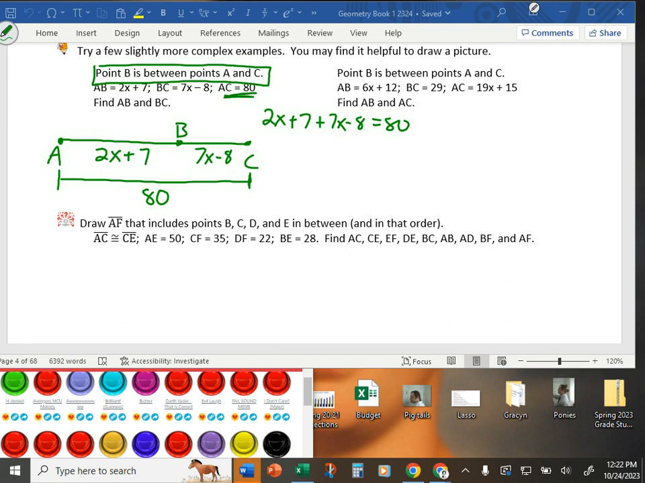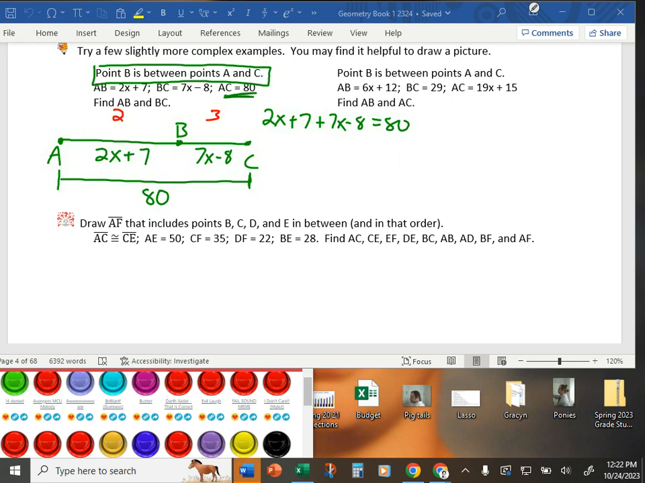Paul? Go over it one more time. So A to B is 2x plus 7, yes? B to C is 7x minus 8. Let's just say, Paul, that this was 2 and this was 3. What would the whole segment be? And how'd you get that? Right. So we do the same thing here. 2x plus 7 plus 7x minus 8 has to equal the whole segment, which we're told is 80.